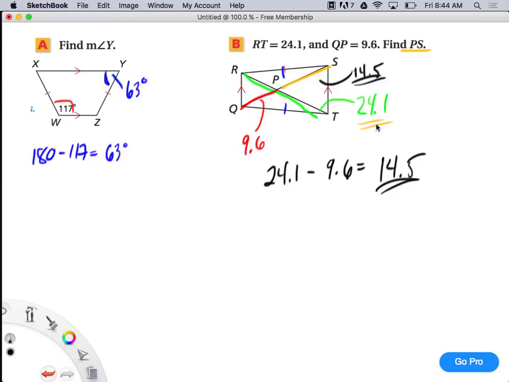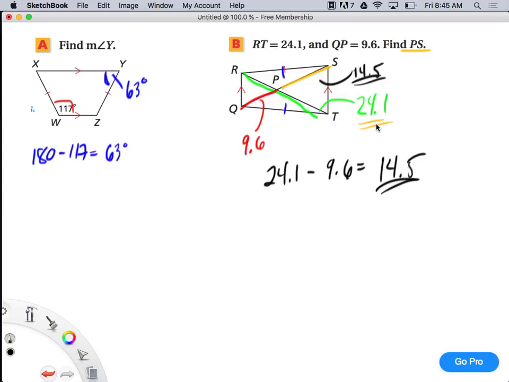Okay. And we're going super fast right now. I just said we're going super fast right now. Is that pretty clear? Look. What did I do here? These two angles are supplementary, so they add up to 180, right? Is that pretty clear? These diagonals, because it's an isosceles trapezoid, are congruent. So if this is 9.6 and this is 24.1, then this has to be 14.5.